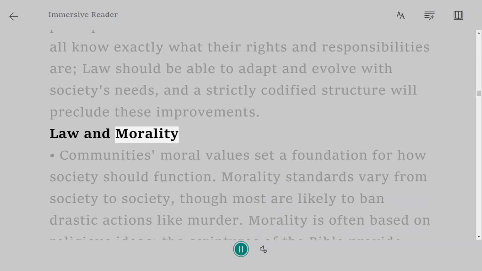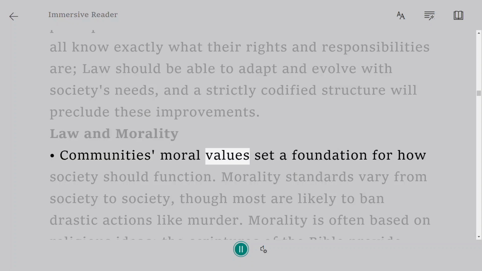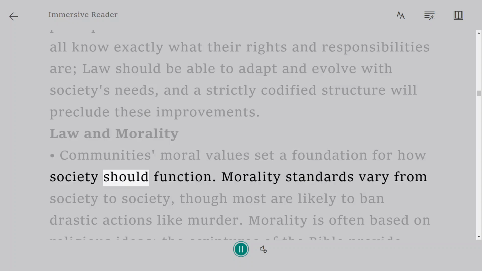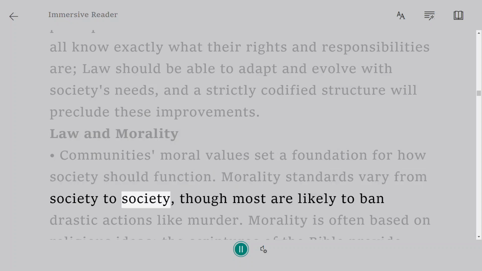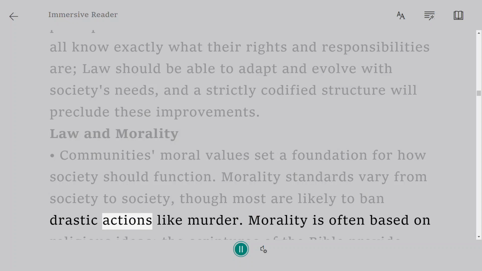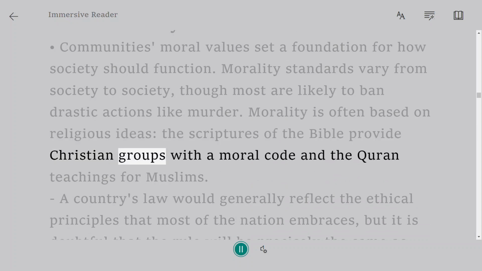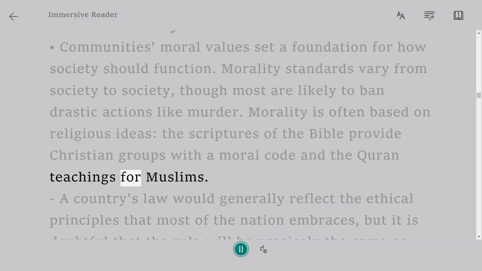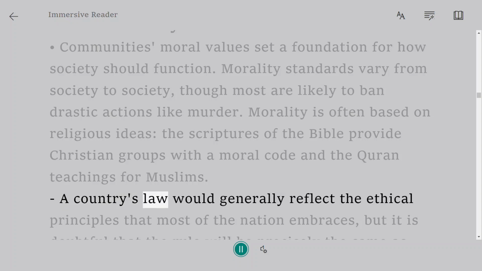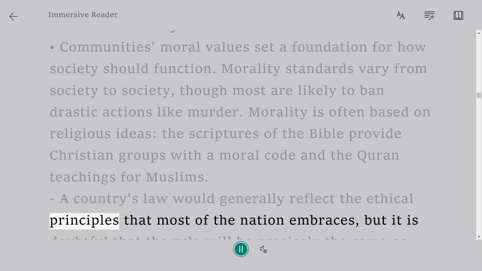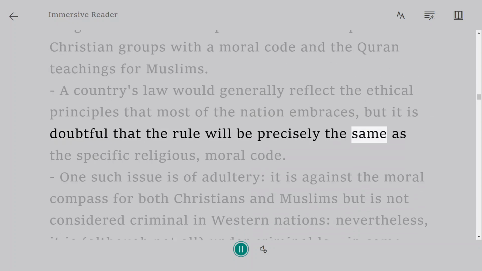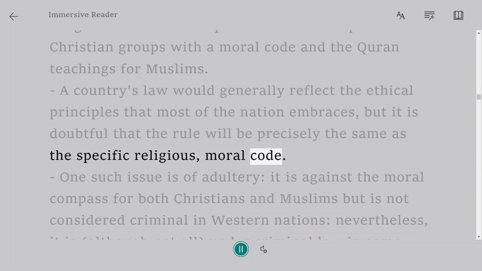Law and morality. Communities' moral values set a foundation for how society should function. Morality standards vary from society to society, though most are likely to ban drastic actions like murder. Morality is often based on religious ideas. The scriptures of the Bible provide Christian groups with a moral code, and the Quran teachings for Muslims. A country's law would generally reflect the ethical principles that most of the nation embraces, but it is doubtful that the rule will be precisely the same as the specific religious moral code.